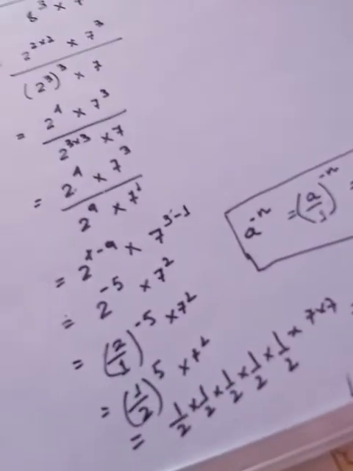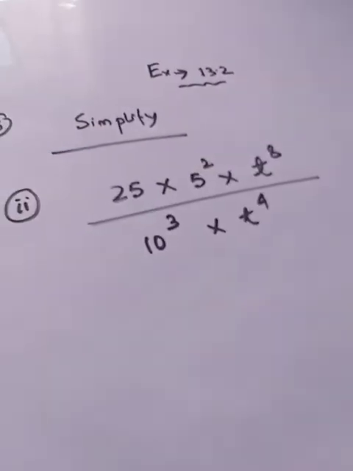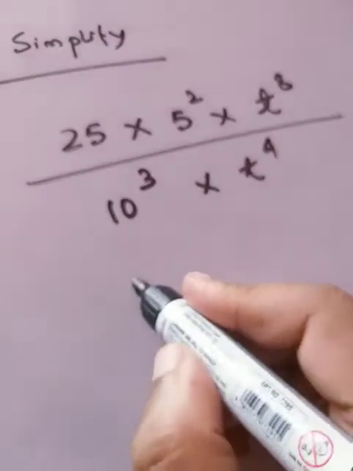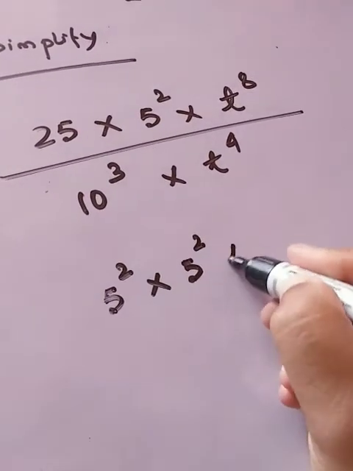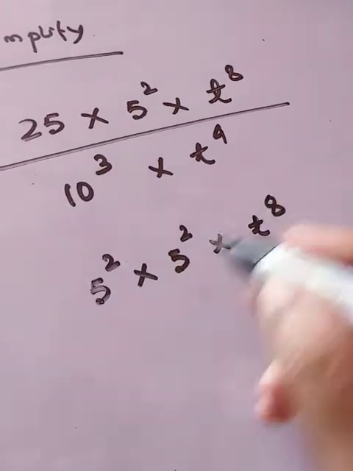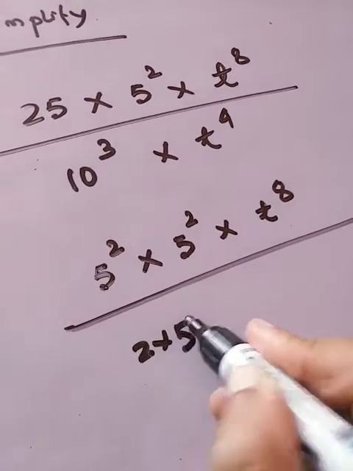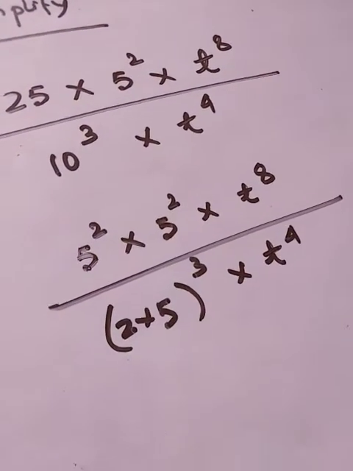Now let's go to sum number 2 of question number 5. First of all, we'll break this 25. 25 means we can write 5 square. Another 5 square is already there, t to the power 8. Now 10 could be written as 2 into 5, isn't it? To the power 3 into t to the power 4.